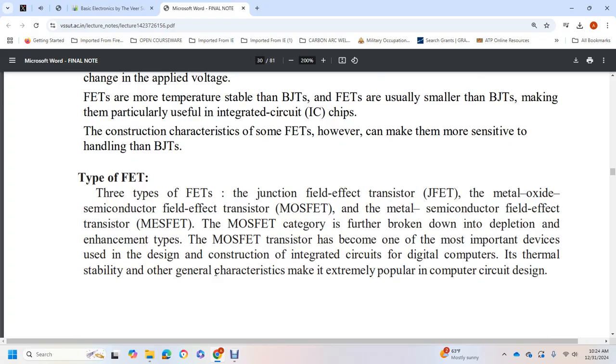There are three types of field effect transistors: the junction field effect transistor (JFET), the metal oxide semiconductor field effect transistor (MOSFET), and the metal semiconductor field effect transistor (MESFET). The MOSFET is further broken down into depletion and enhancement types. MOSFETs have become one of the more important devices used in the design and construction of integrated circuits for digital computers, because of their thermal stability and other general characteristics, making them extremely popular in computer circuit design.